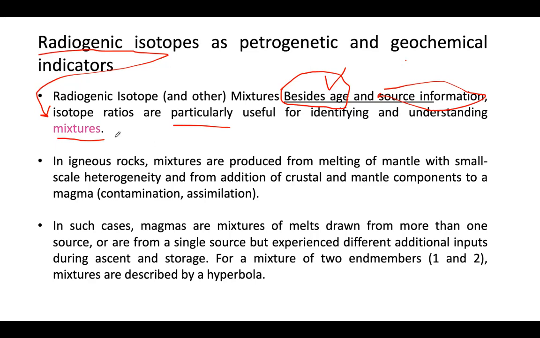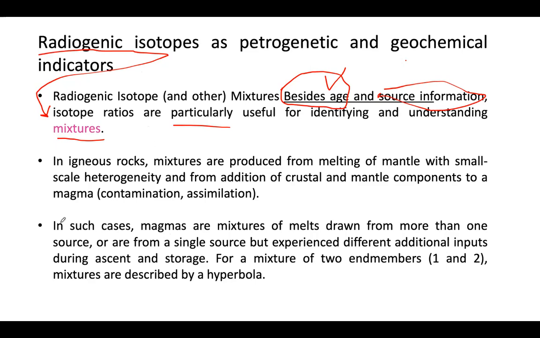But lutetium hafnium and rhenium osmium, we do not know in much detail because they have some more characteristic features which are not very common, like what you have in samarium, neodymium, or rubidium, strontium isotopic systematics, right? So anyway, it's very useful to apply these radiogenic isotopes to understand mixtures, geochemical mixtures.